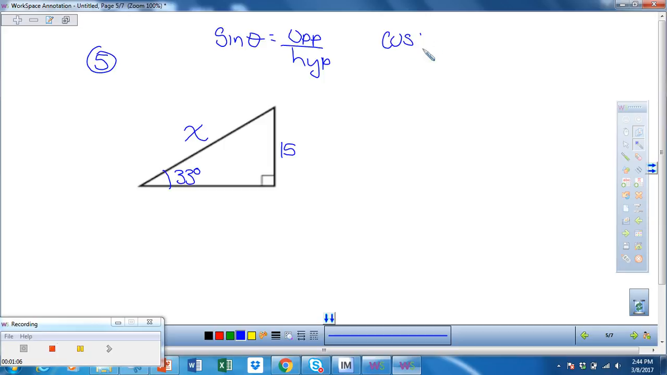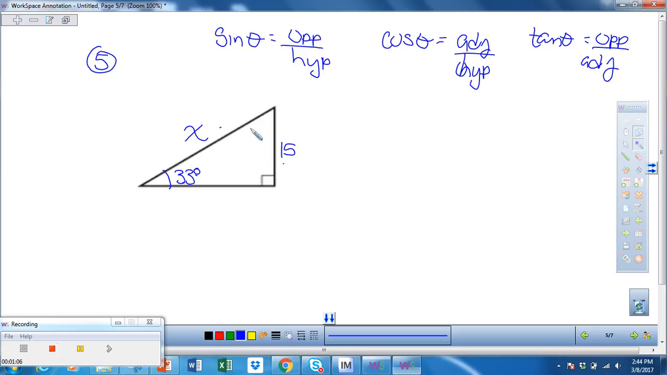Cosine of theta is equal to the adjacent over the hypotenuse. And tangent of theta is equal to the opposite over the adjacent. Okay, so I have 33, so everything has to be in terms of 33. So 33 and 15, 15 is opposite 33, so I know I'm going to either use this one or tangent, but I also know I'm looking for the hypotenuse.